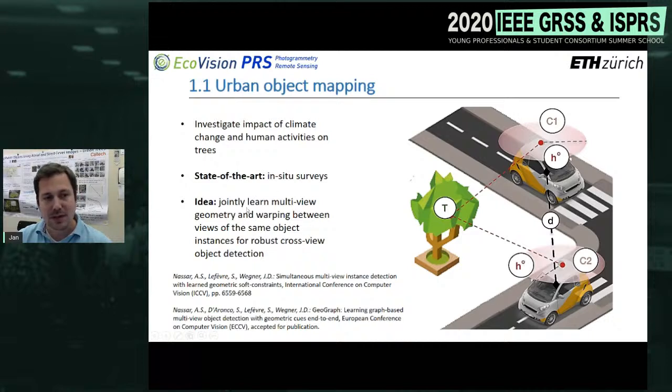And our idea here was then that we try to jointly learn the multi-view geometry. Here there are two views, but we have up to 4 or 5 views in our approach. This multi-view geometry, together with the warping between views of the same object instances, is used for robust cross-view object detection. So the idea really is, if we see the same tree from a different perspective, this can also be learned together with the geometry, because the change of perspective on the object depends on the change of the relative pose of the camera. So learning this as a joint distribution, the relative pose together with the warping of the object, seemed a good idea to us.